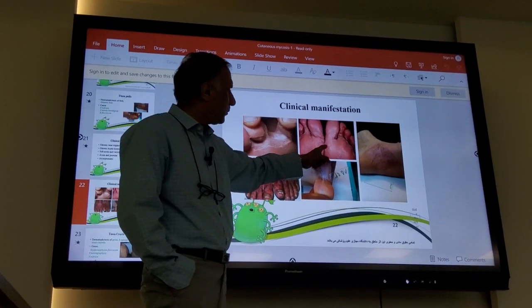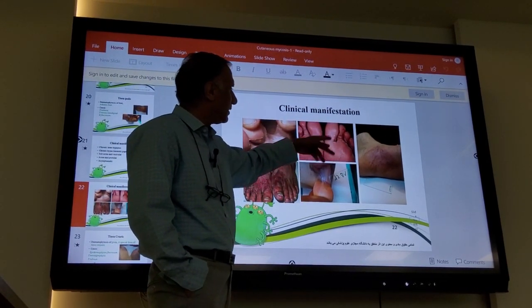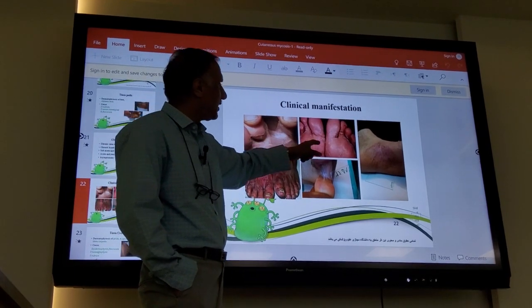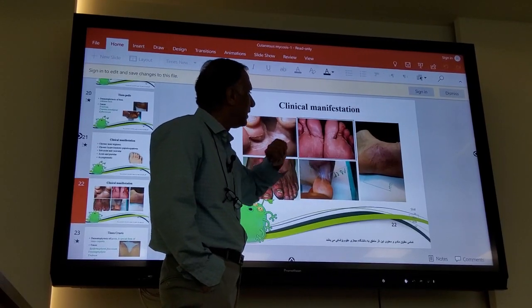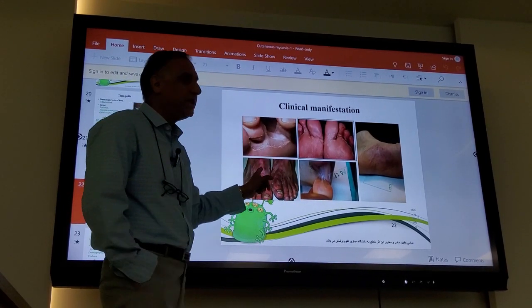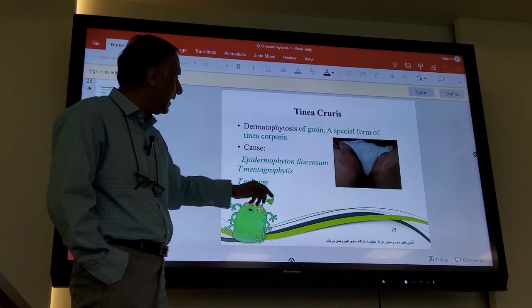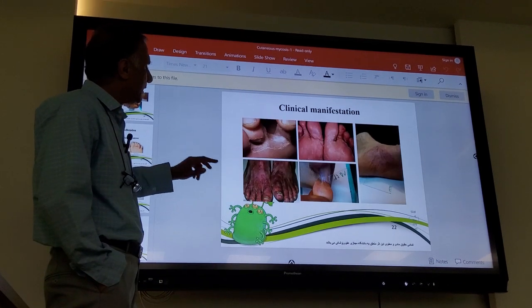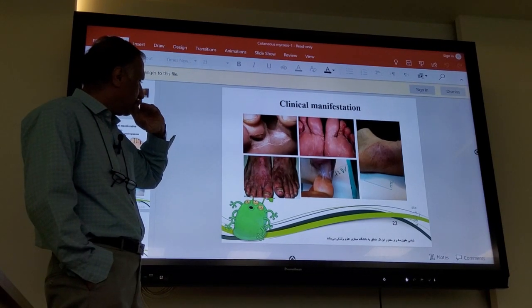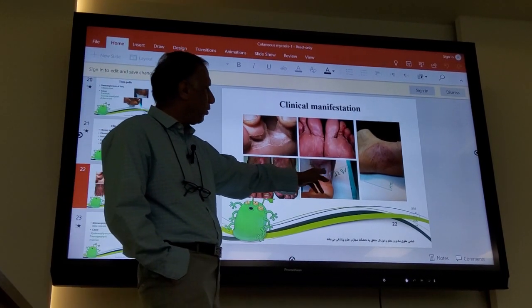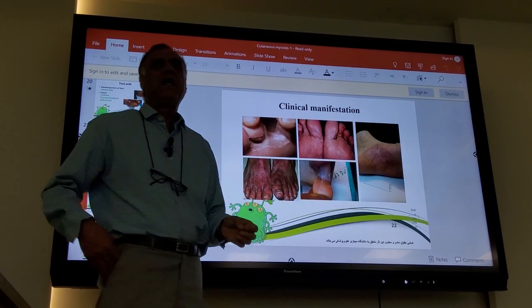In this patient, you can see the infection and a scaly lesion. In this patient, the infection involves skin and nail in both feet. In the toe web space, you can see the lesion.